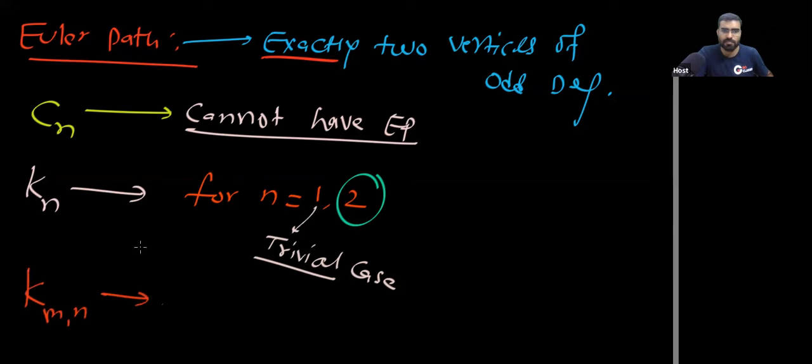What about Kmn? Tell me. What will happen for Kmn? You must have exactly two vertices of odd degree. So tell me, which type of graph?